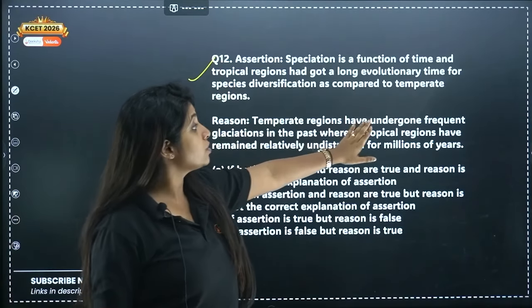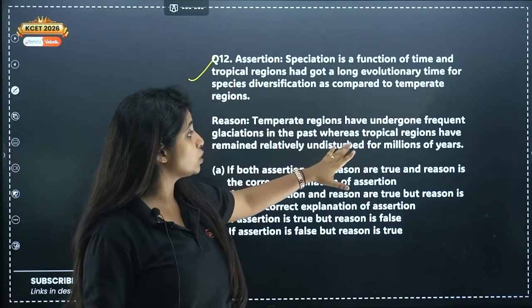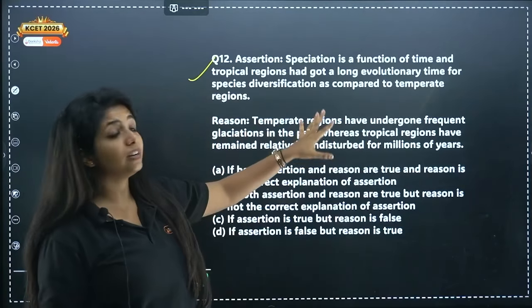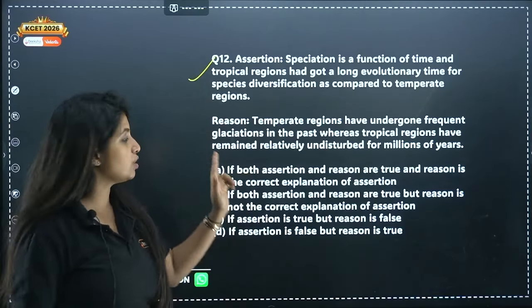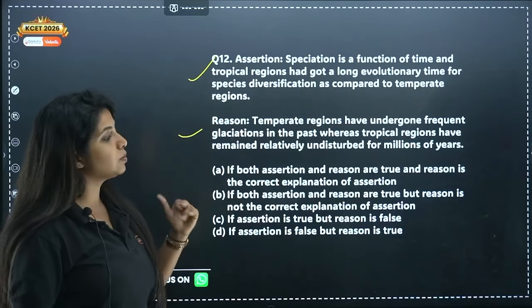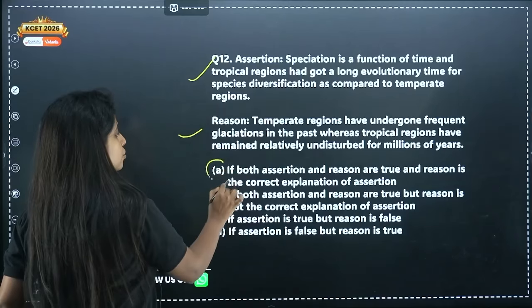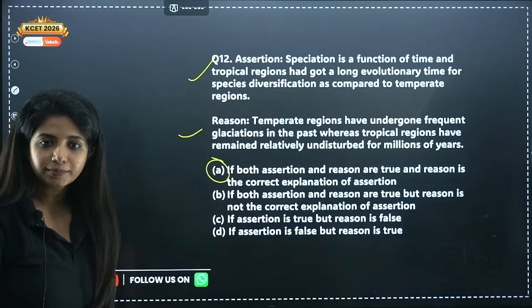Now, reason: temperate regions have undergone frequent glaciation in the past, whereas tropical regions have remained relatively undisturbed for millions of years, which is why tropical areas will have more speciation. Correct. So assertion and reason both are true, and the reason is the correct explanation of assertion as well.